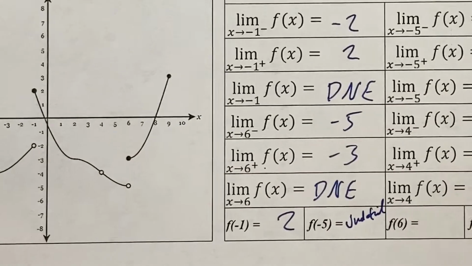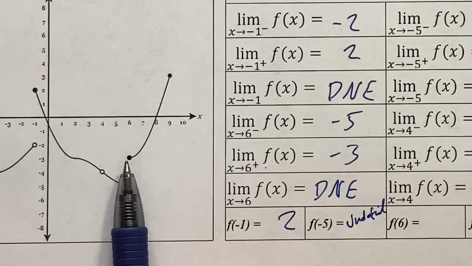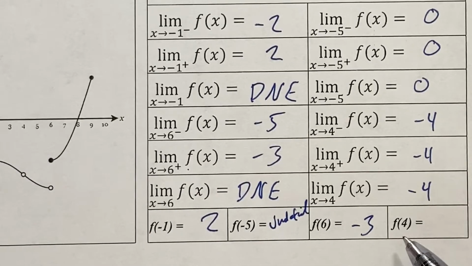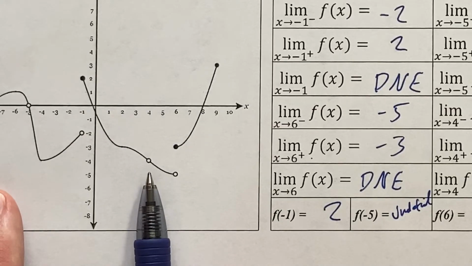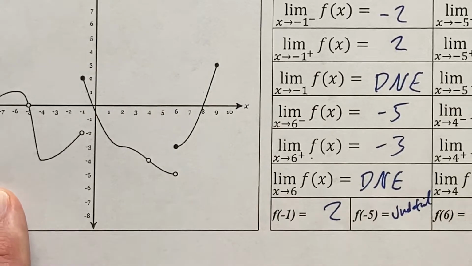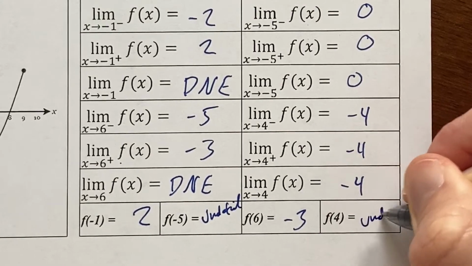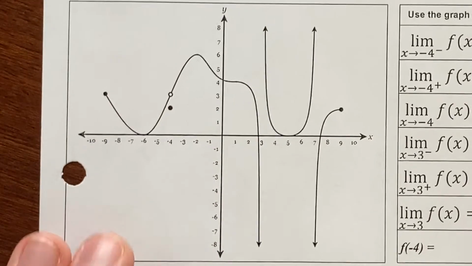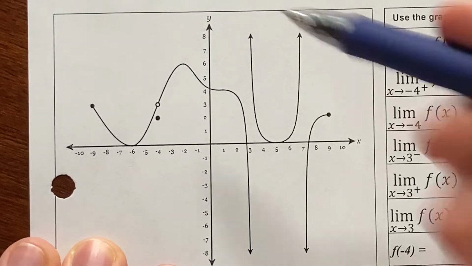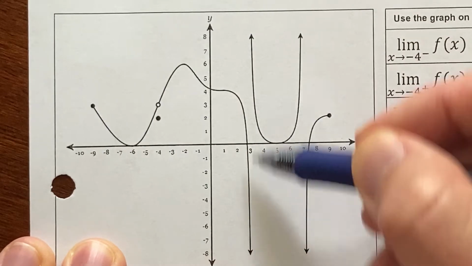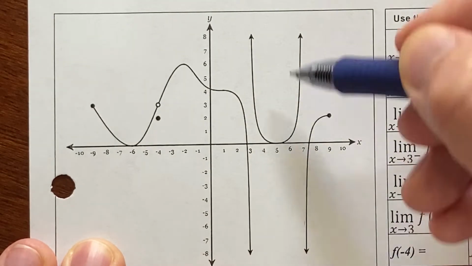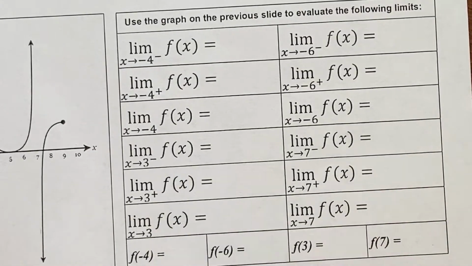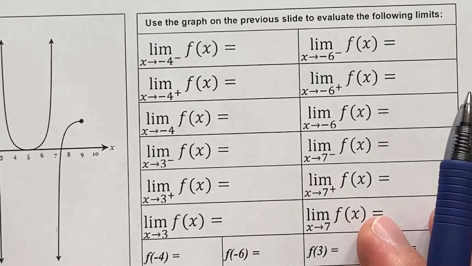F of 6, if I were to plug 6 into my function, I would get -3. And if I were to plug 4 into my function, whoa, got another little undefined there. Next. All right, got another kind of crazy, looks like we got maybe an asymptote right here at x equals 3, another one at x equals 7 right there. All right, luckily we got a 3 and a 7 right there, great.